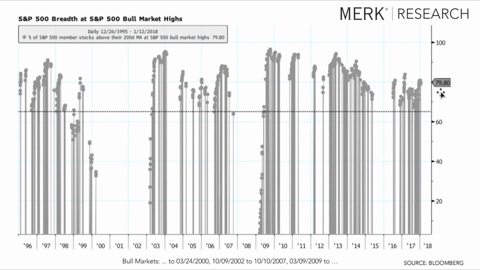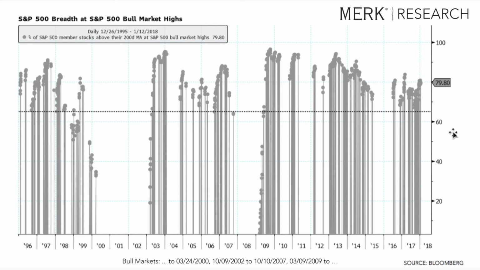Right now, the reading is around 80%, so 80% of S&P 500 member stocks are above their respective 200-day moving averages as of the last new all-time high, which was on Friday, January 12th, 2018. And you can see here that this metric was actually in the 30s at the end of the bull market in the 99-2000 top, and in the 60s at the end of the last cycle. What would get me cautious on this particular analysis of breadth is to see this reading below 65, which is the dotted black line here.